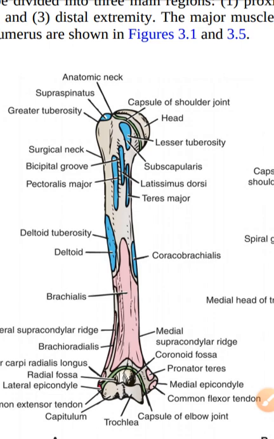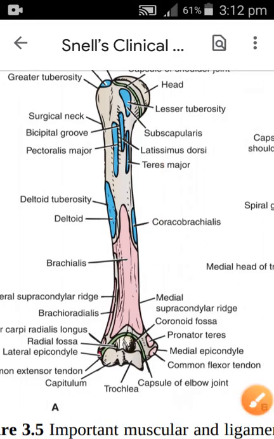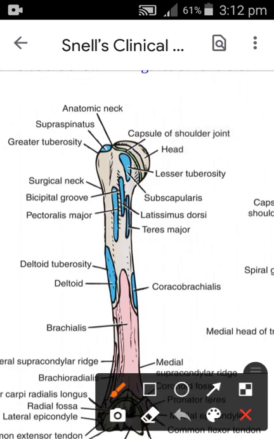And note that the greater tuberosity is the attachment site for three of the rotator cuff muscles. Which muscles are attached to the greater tuberosity? One is the supraspinatus muscle. Second is the infraspinatus muscle, and the other is teres minor. While at the lesser tuberosity, only one rotator cuff muscle is attached, and this is the subscapularis.